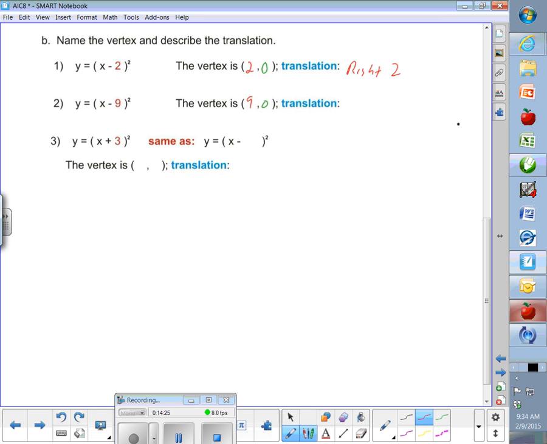So how would this be translated? Say it if you know it. 9 right or right 9. Either way is fine with me. You can put the number first and then direction, or direction first and then the number. All right, now look at 3.